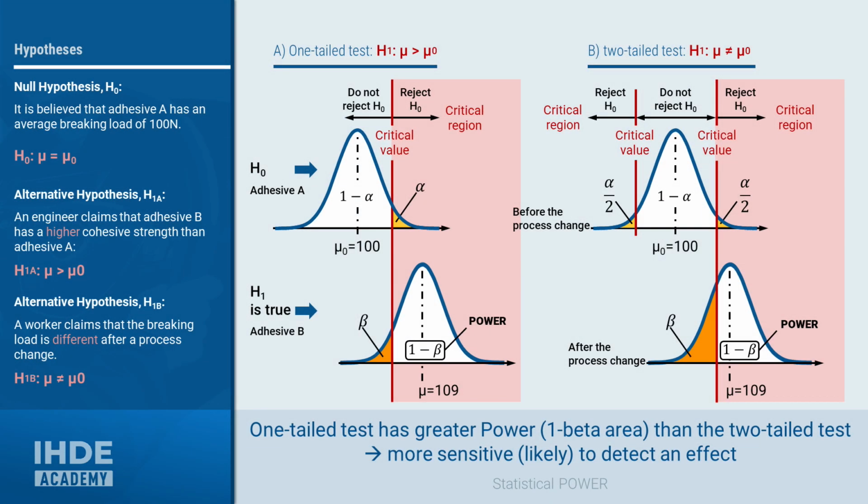Again, we assume that the alternative hypothesis is true. The mean, the distribution, and the spread should be the same as in the first example. It can be seen that beta is larger than in the one-sided test. The power, the probability 1 minus beta, is therefore smaller.